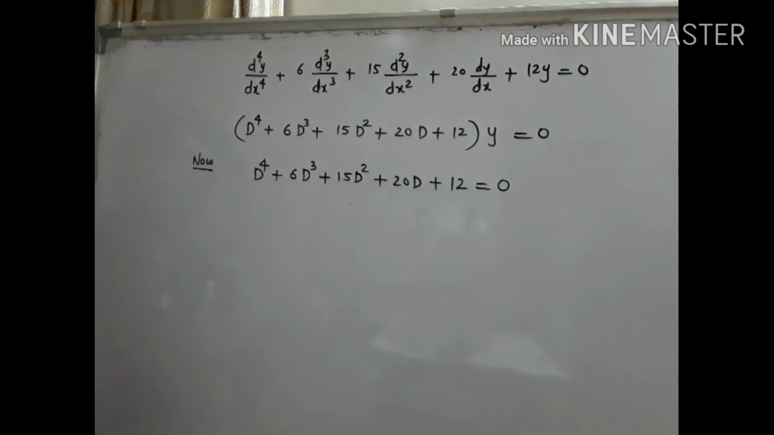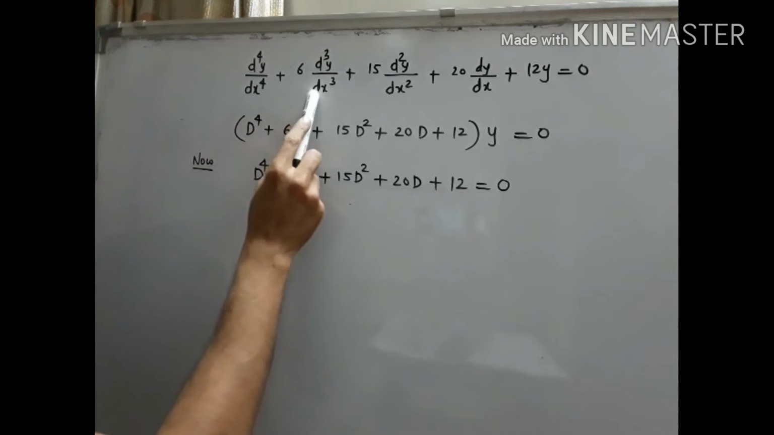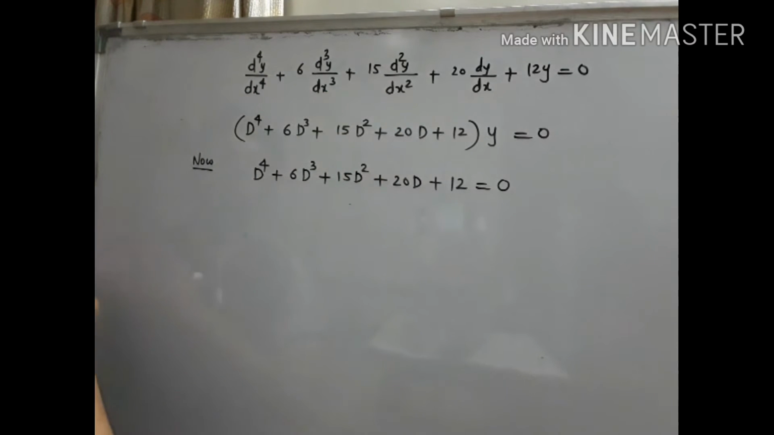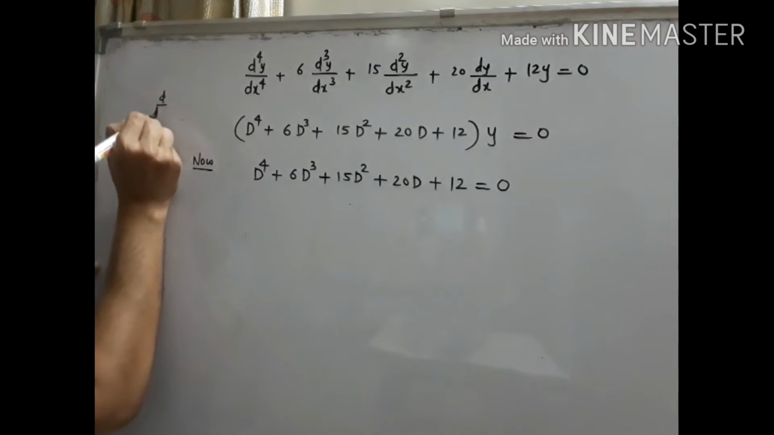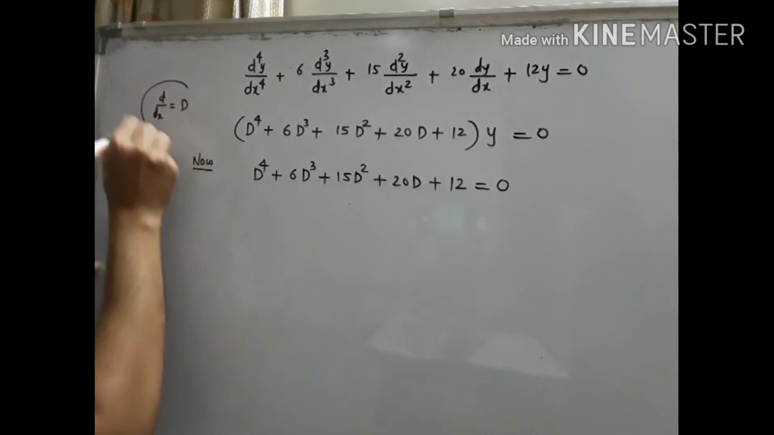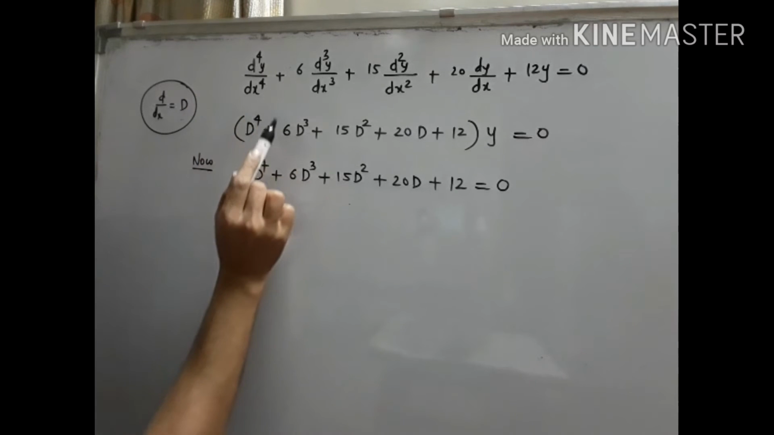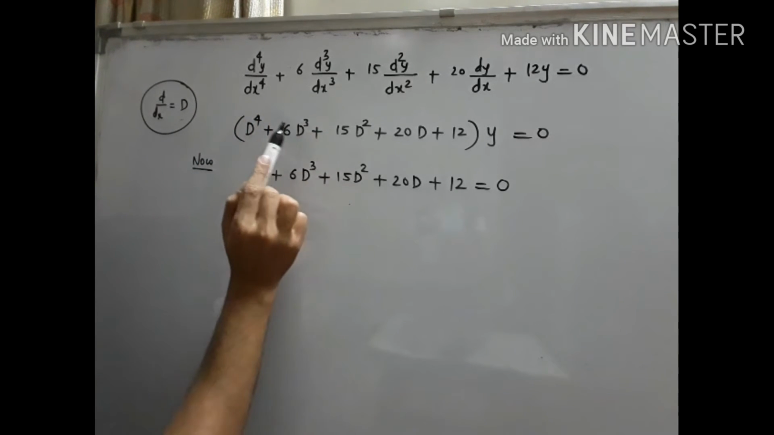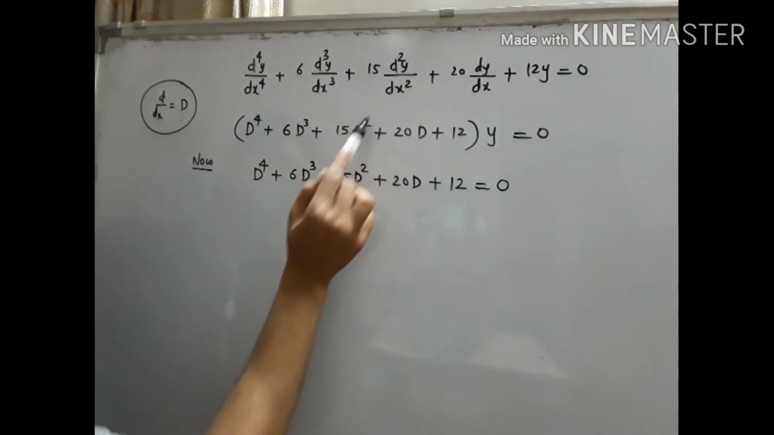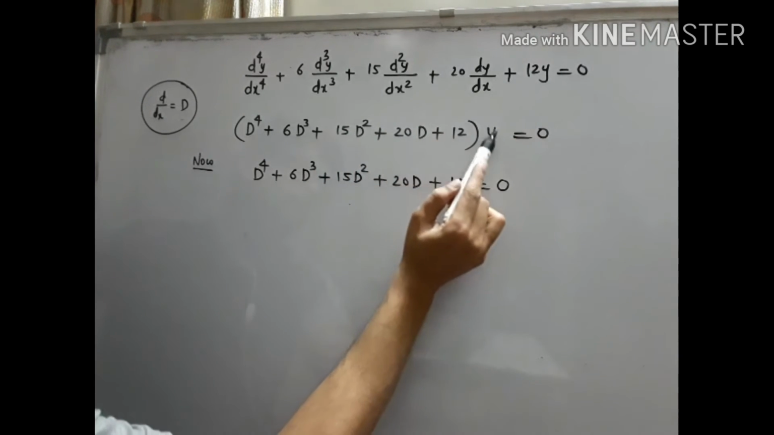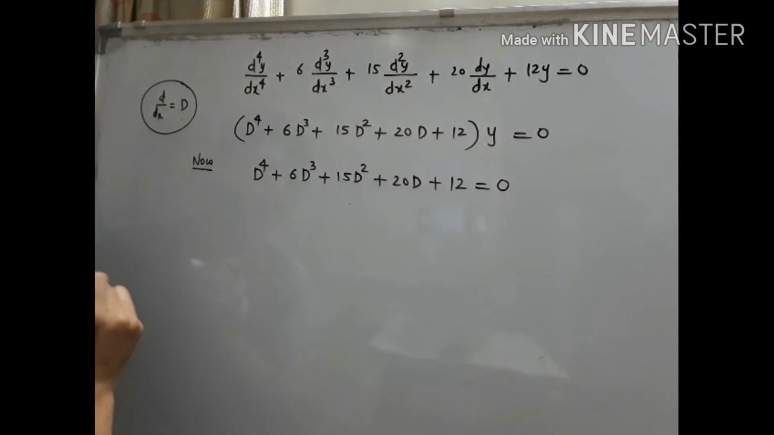So they ask us to solve this particular question, this differential equation, which is a fourth order differential equation. So the first thing we do is replace d/dx by D. What we get here is D raised to 4 plus 6D cube plus 15D square plus 20D plus 12 of y is equal to 0.